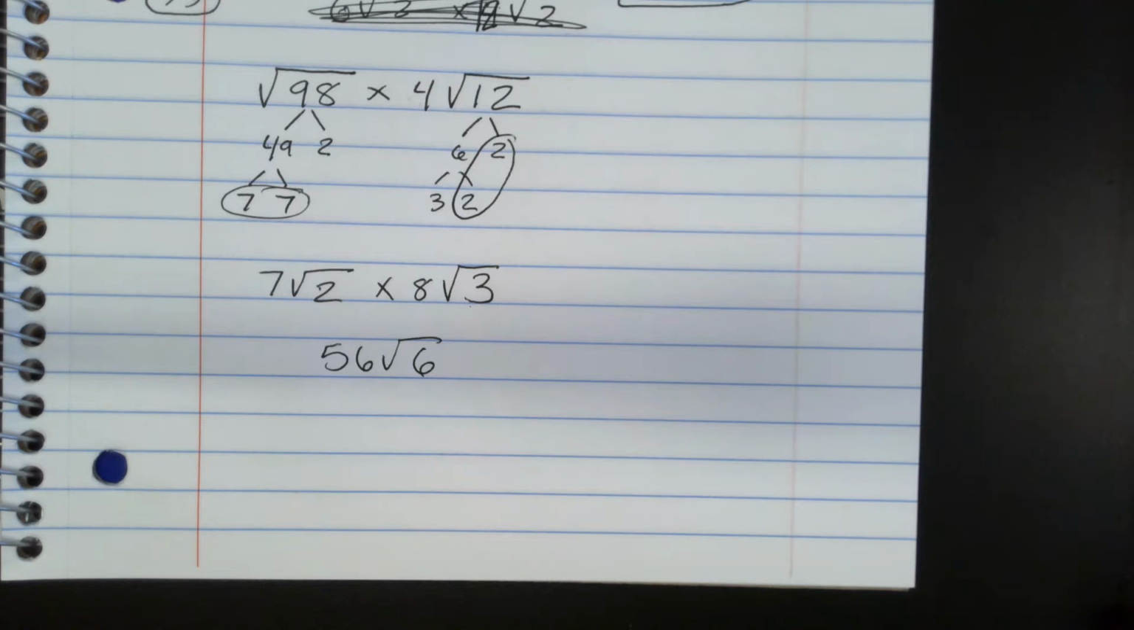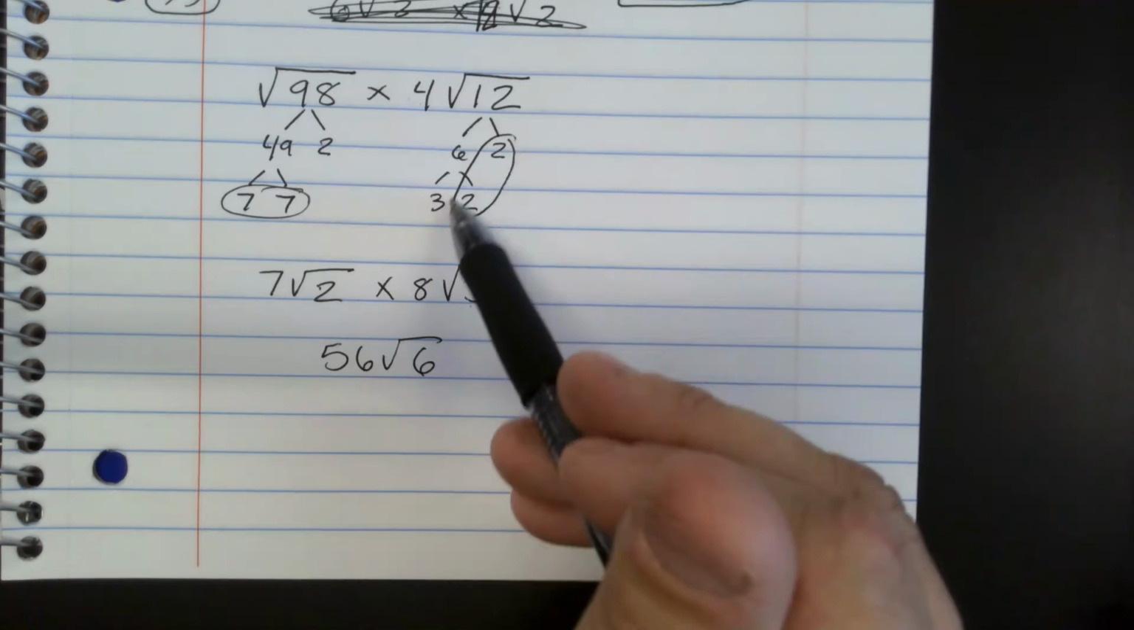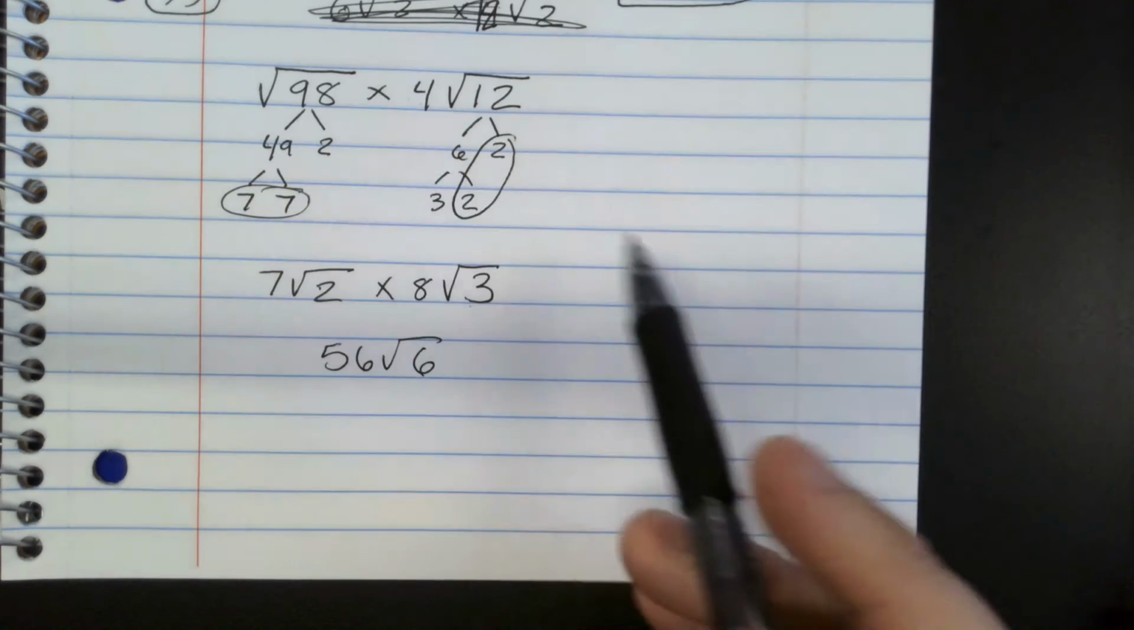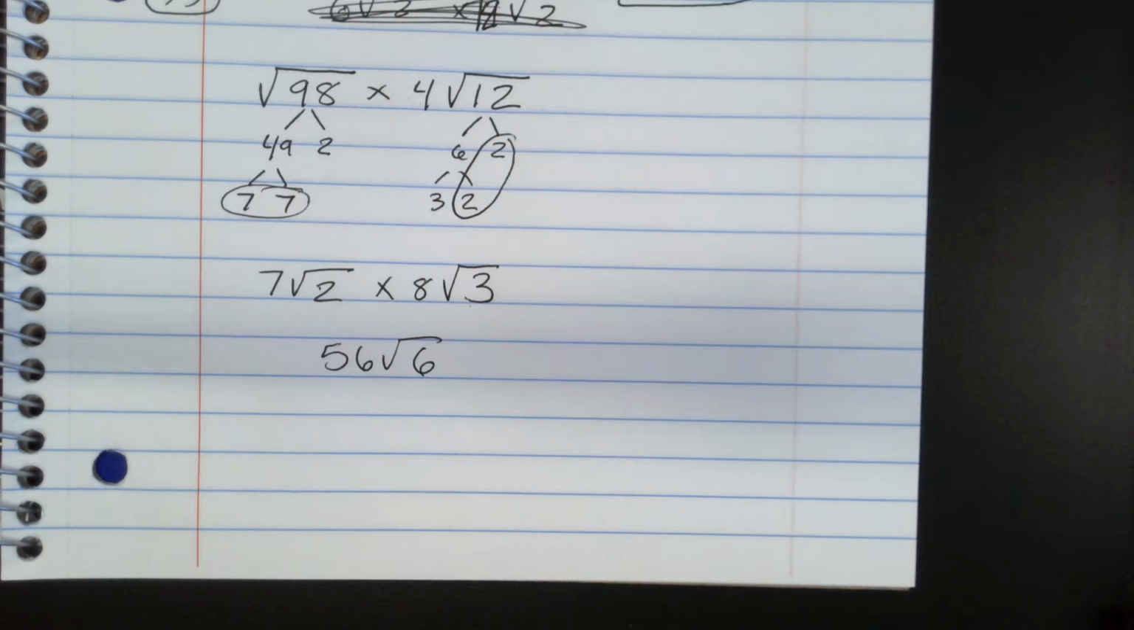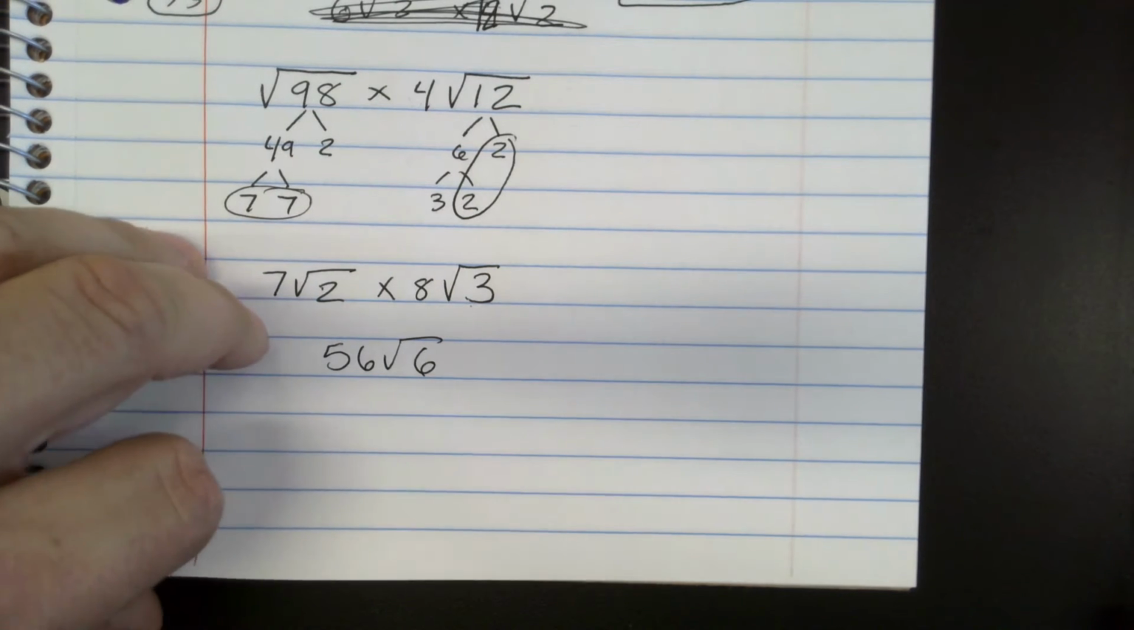So when you don't multiply by 4, you only multiply by 2 if you have a pair of numbers? Yep, remember, you're only bringing out one of the pairs. You're not bringing out multiple. Okay, any questions so far? All right, let's keep going.